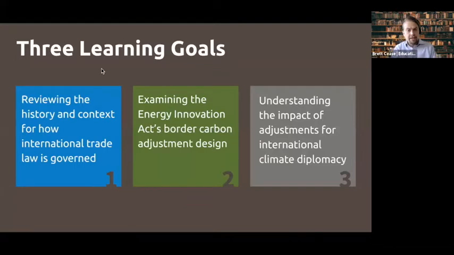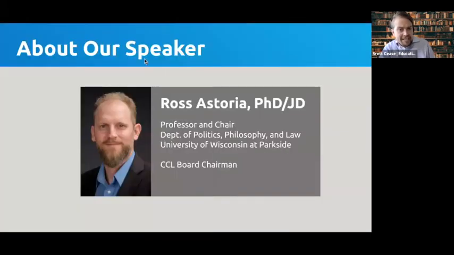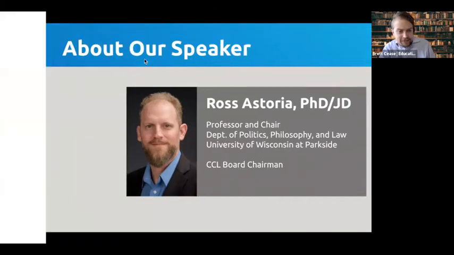Our three main areas of learning tonight: first, reviewing the history and context for how international trade law is governed and how this fits in with the existing framework. Second, we're going to examine specifically the Energy Innovation and Carbon Dividend Act's border carbon adjustment design, what's actually written in the bill text, and how it is interpreted by the agencies that will be responsible for interpreting it. And then we'll have a chance to understand the impact of these adjustments for international climate diplomacy, because there's a lot going on if you haven't been paying attention on the international scene.